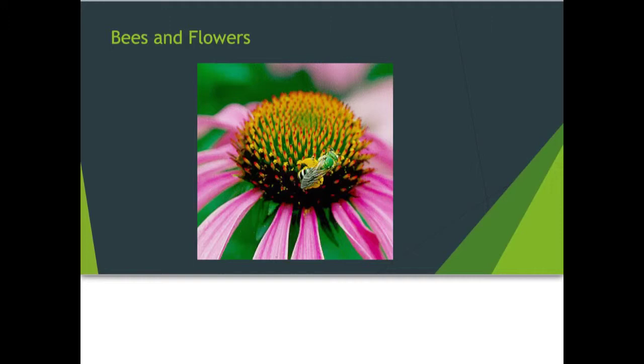Bees and flowers are one of the best examples of mutualistic coevolution. Flowers are affected by the bees because the flowers that have the best combination of colors and produce the best nectar attract more bees, and therefore more pollination will happen.